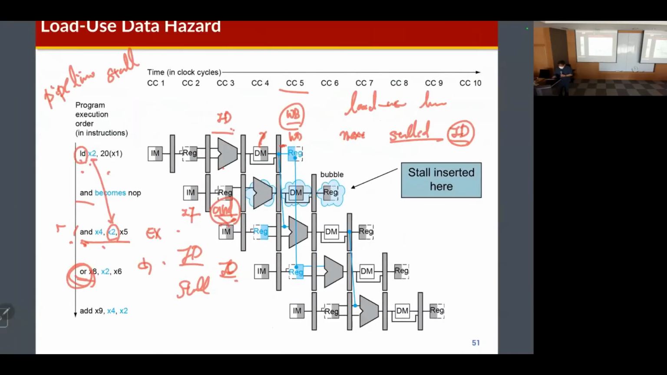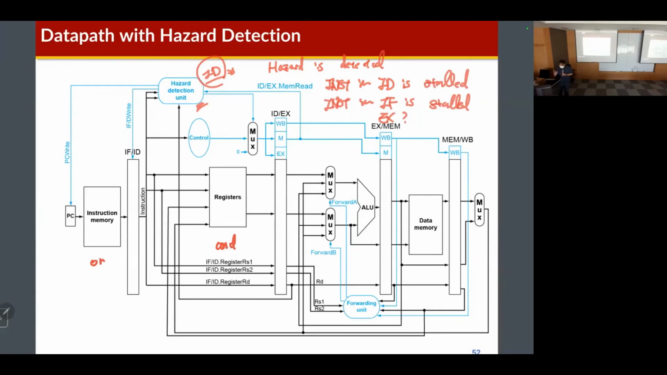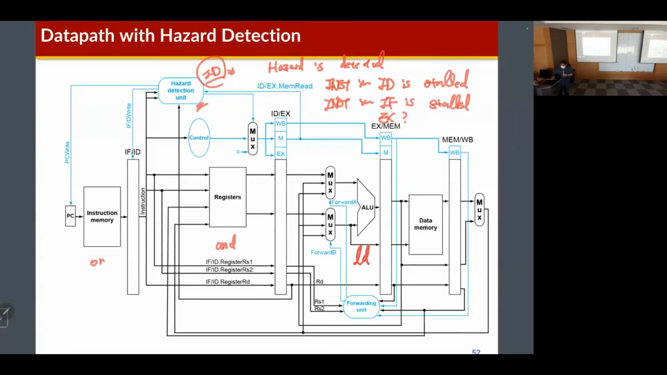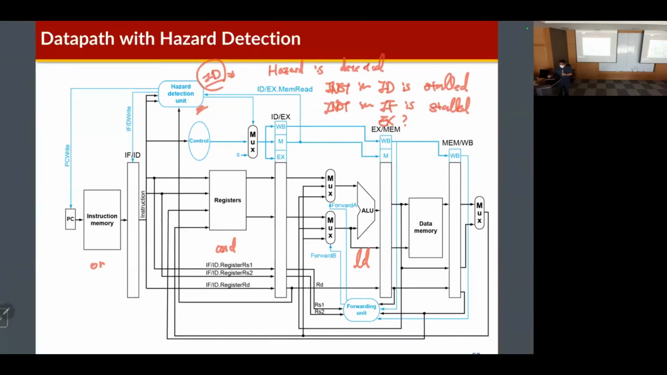In this example, the load instruction is here, the AND instruction is here, and the OR instruction is here. Then the load-use hazard is detected, with the AND instruction in the ID stage and the load instruction in the EX stage. Then the ID instruction is stalled. After one clock, the load instruction is propagated to the memory stage to read data memory. How about the EX stage? It's nothing, no operation actually. In the EX stage, this processor does nothing.